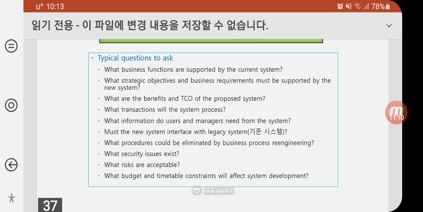What information do users and managers need from the system? Must the new system interface with legacy systems? What procedures could be eliminated by business process re-engineering? What security issues exist? What risks are acceptable? What budget and timetable constraints will affect system development?